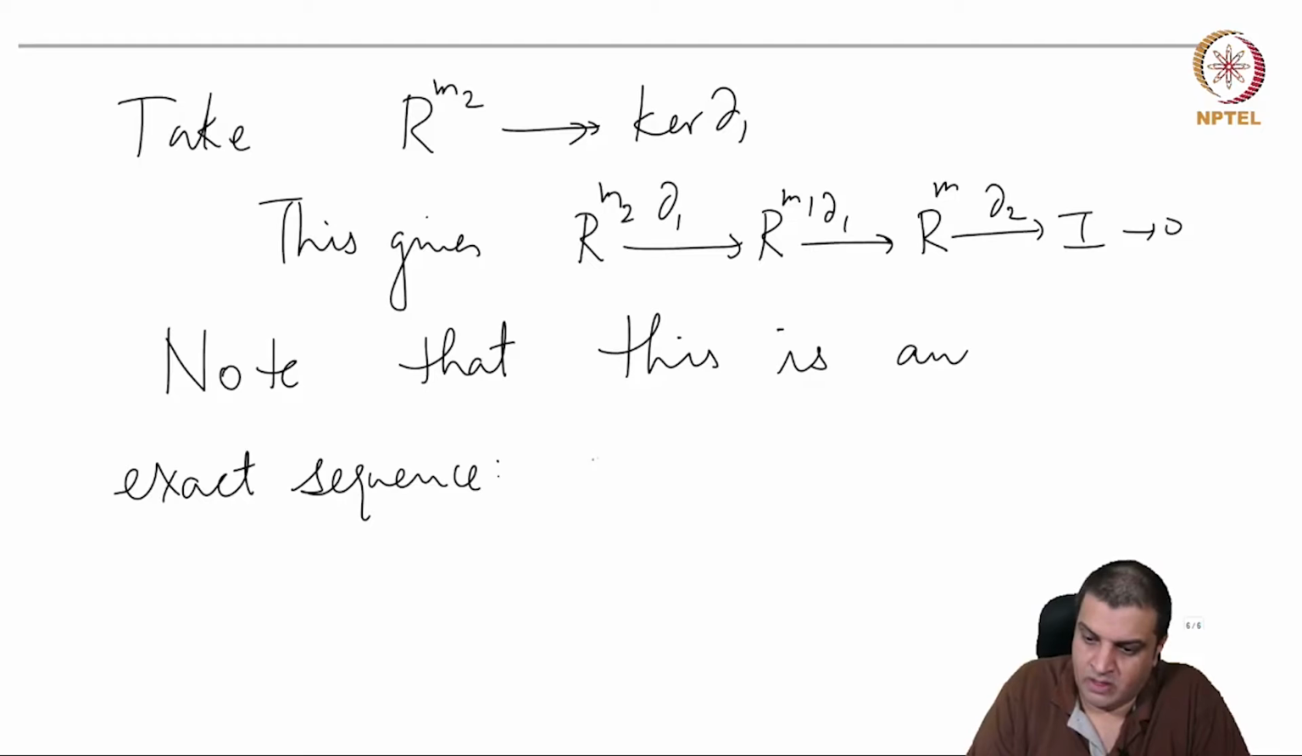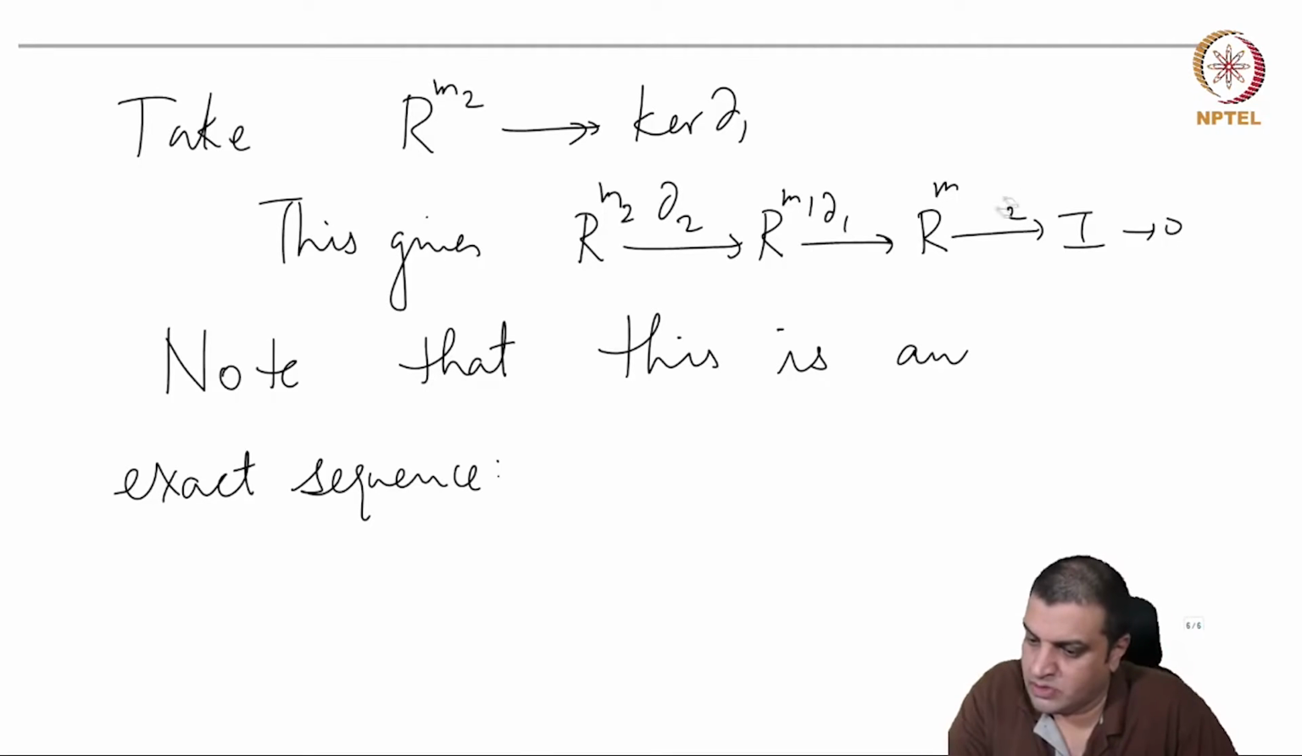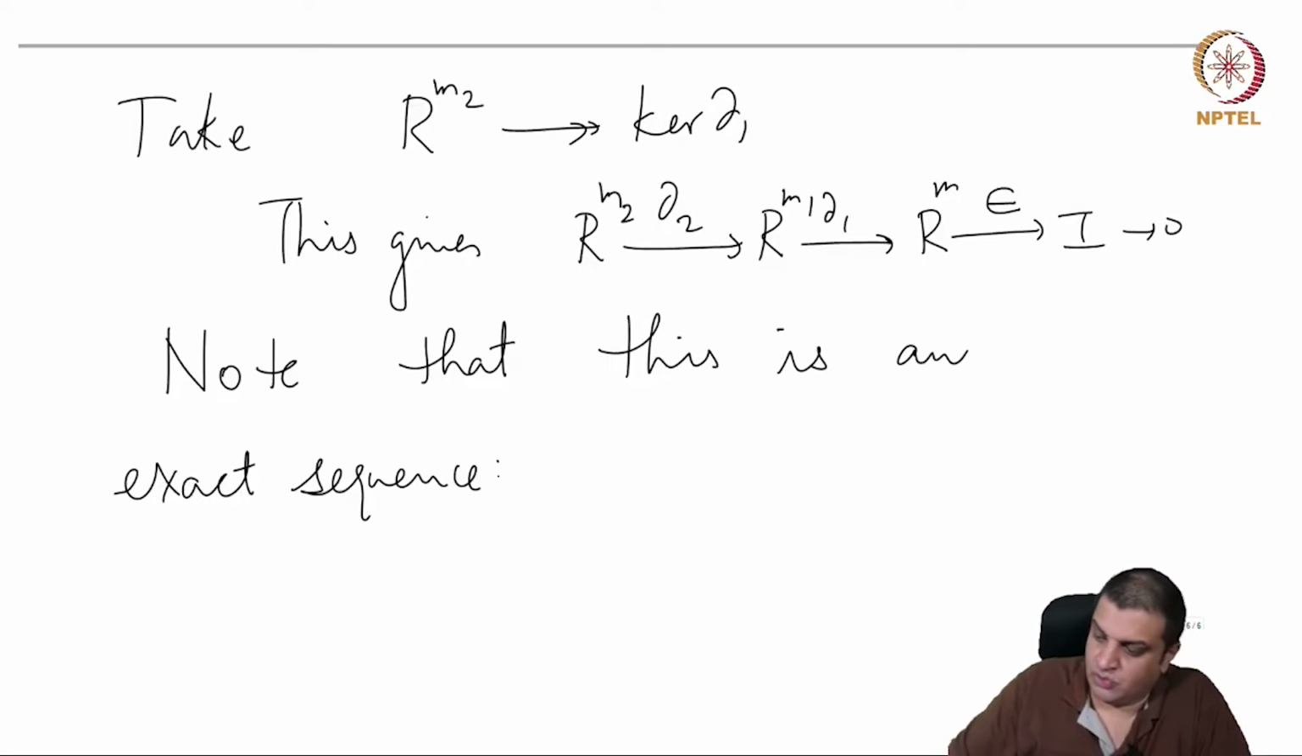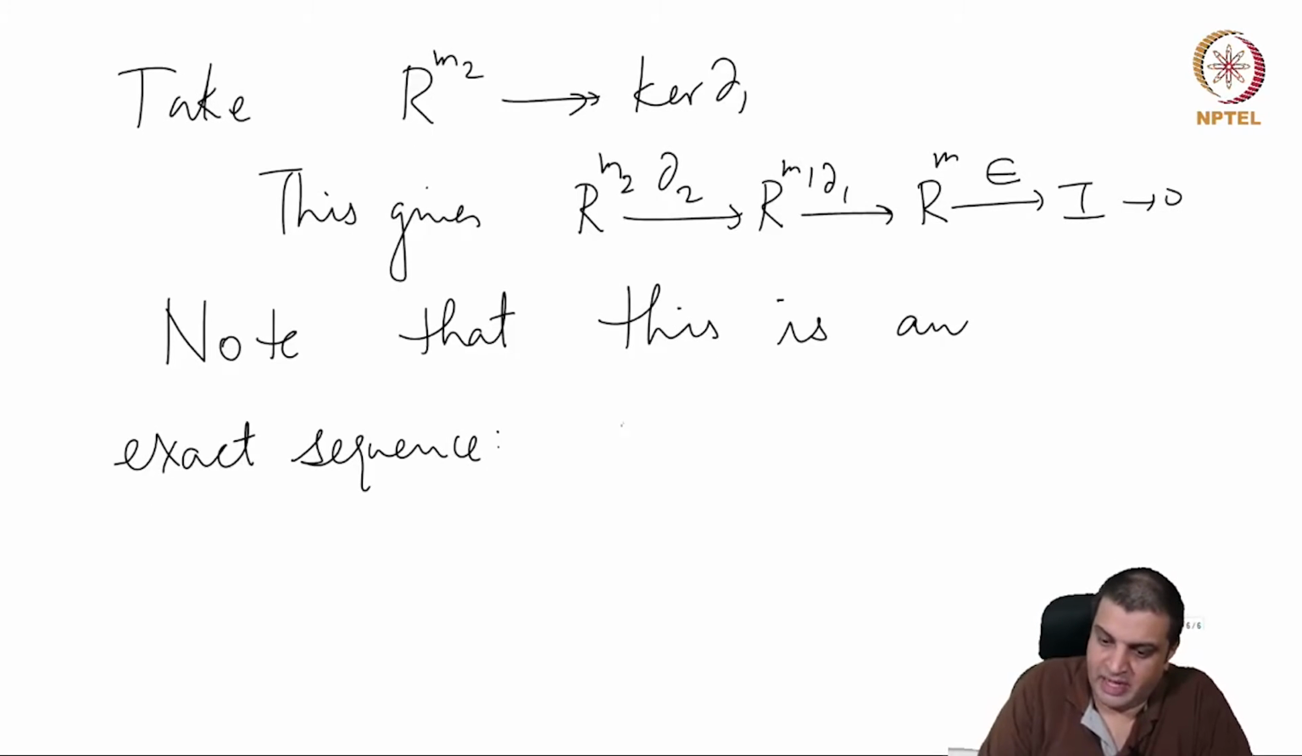Okay. Sorry. This is partial 2. This is epsilon. Sorry. The map from Rm to I is epsilon. Rm1 to Rm is partial 1, and Rm2 to Rm1 is partial 2. So what do we have? We have epsilon is surjective.